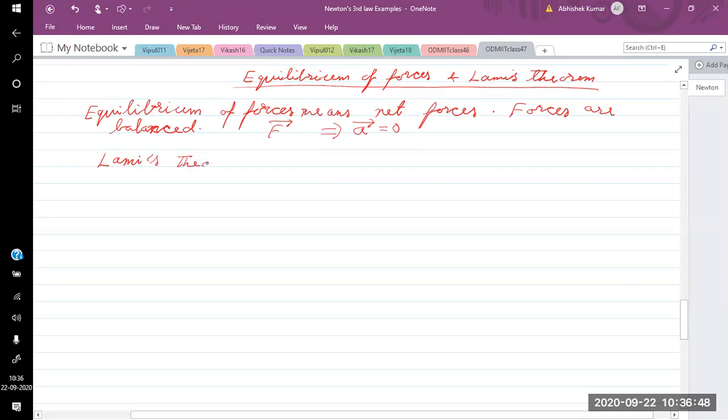Lami's theorem. Suppose we have three forces acting on an object. Suppose these are the three forces acting on an object. This is F1, this is F2, and this is F3. The angle in front of F1 is alpha, in front of F2 is beta, and in front of F3 is gamma. Then these three forces are in equilibrium.